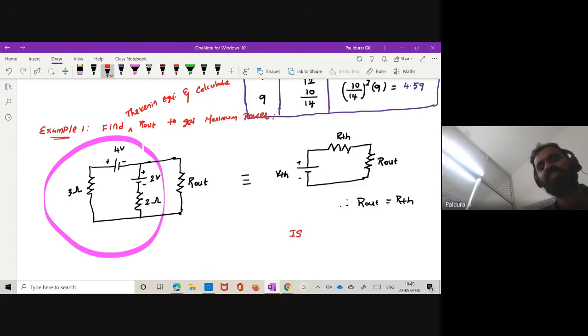Otherwise, if they are asking for R out for maximum power, what is the value for R out? Obviously, nothing but RTH. So simply calculate RTH, it will give you the answer. So what's the value for RTH?